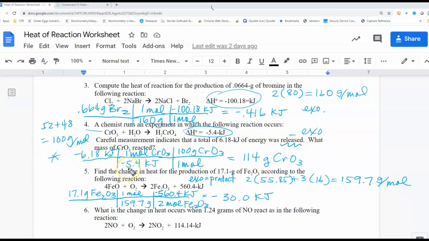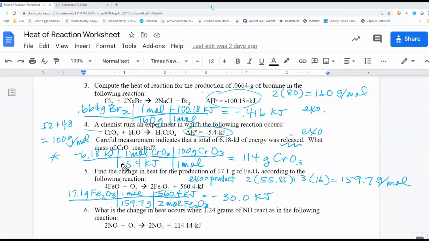I know that for every 1 mole of CrO3 that is reacted, I'm going to evolve 5.4 kilojoules, and then I found my molar mass to be 100. So I was able to calculate 114 grams of CrO3, excuse me. Then we have number 5.